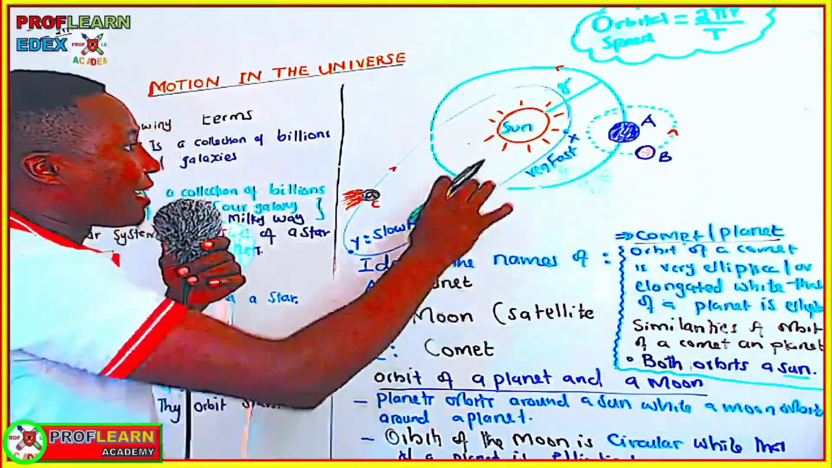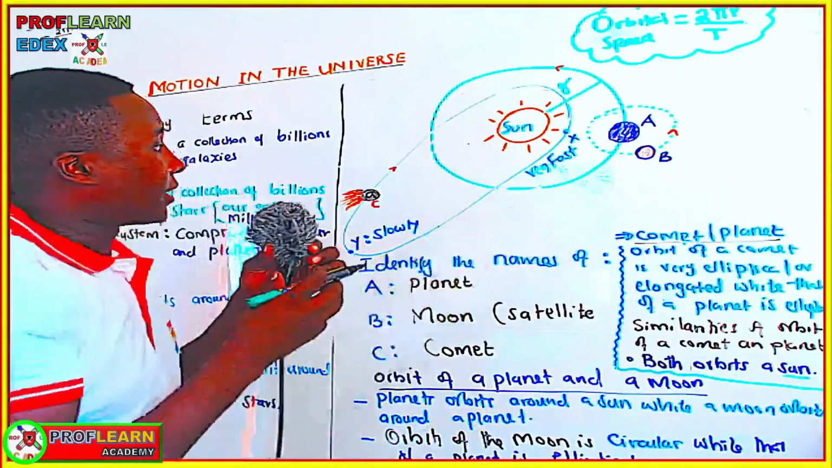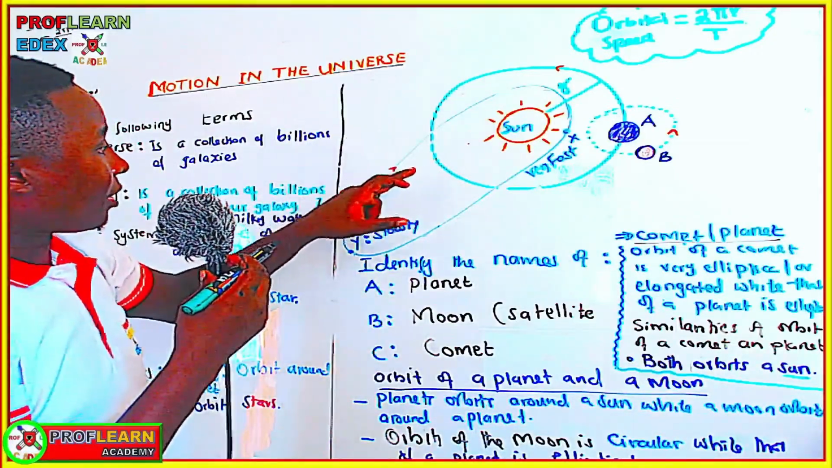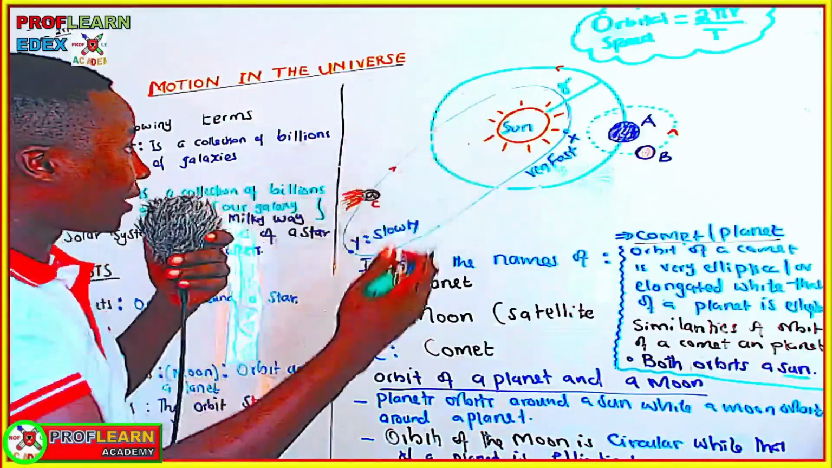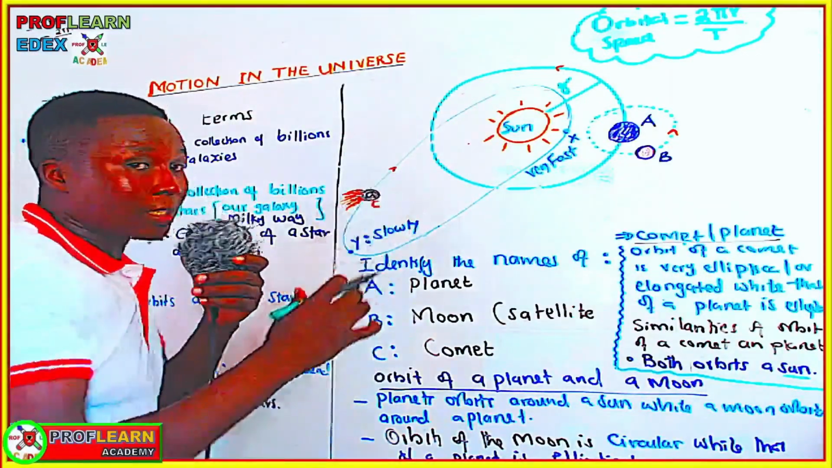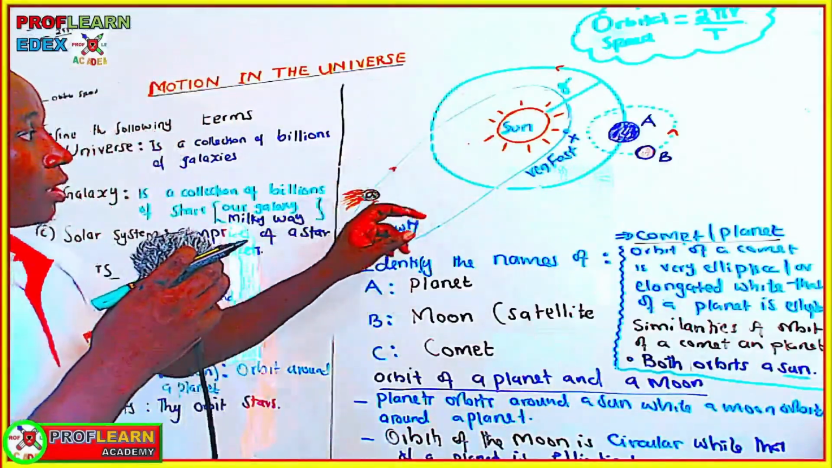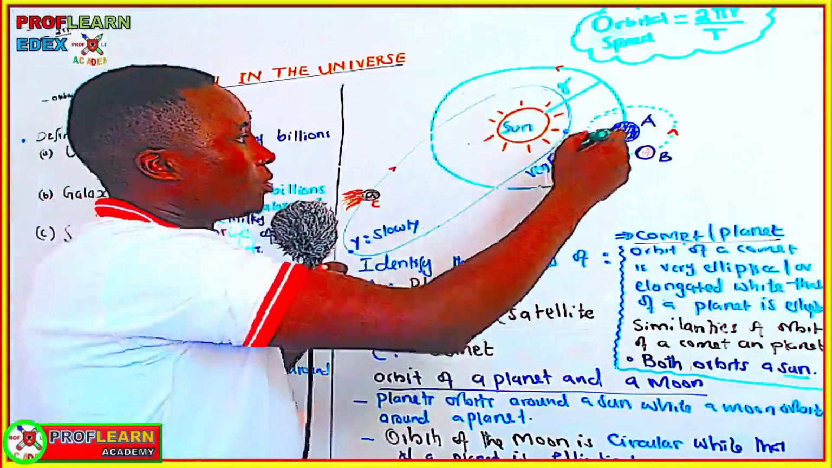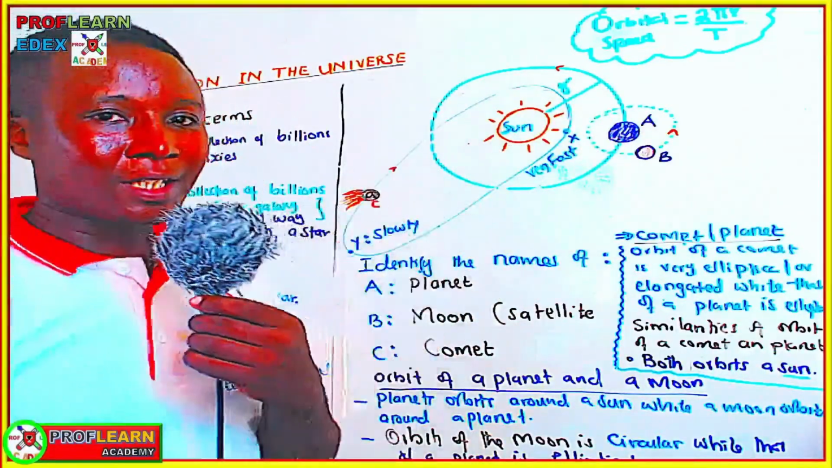Number 3, understand the differences. The difference between the orbit of a comet and that of a planet is that the orbit of a comet is elongated, stretched, and very elliptical. Now, the moon has a nearly circular orbit and it orbits around the planet.